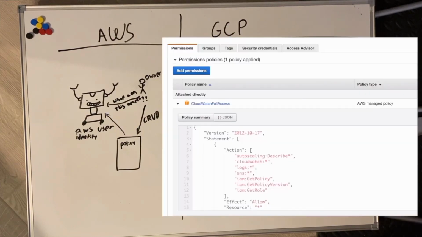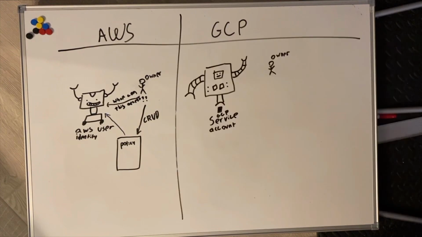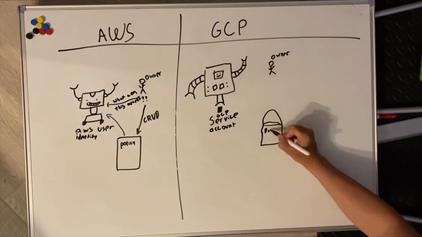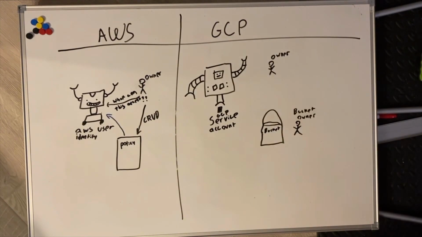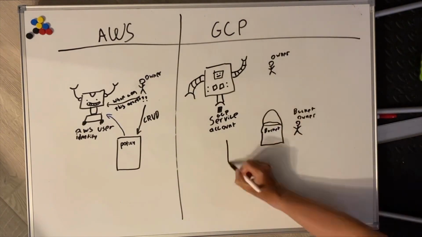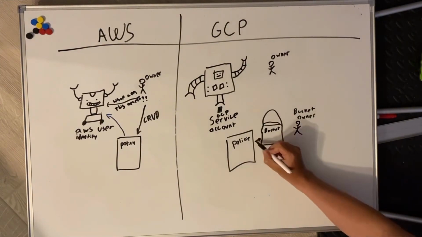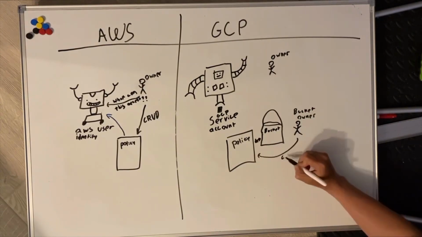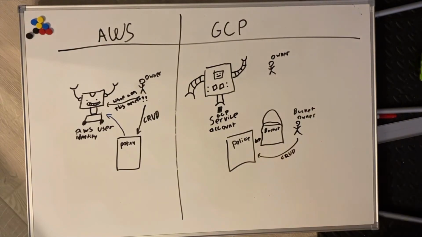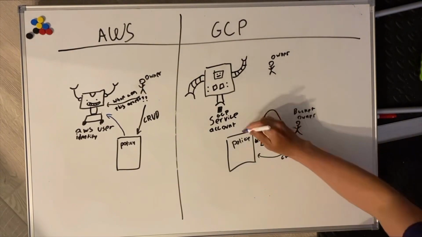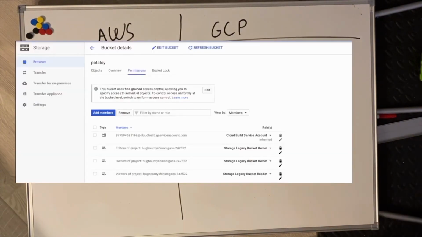In GCP, though, this is where things start getting really different. Instead of having a centralized policy for a given identity, we have policies for resources. So in this case, we've got a bucket and a bucket owner, and that bucket has a policy. The bucket owner controls who can create, read, update, or delete that policy, and that policy applies to whatever identity the bucket owner wants it to. So here's an example of what that looks like for storage.